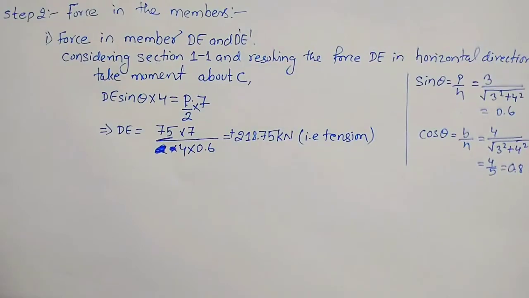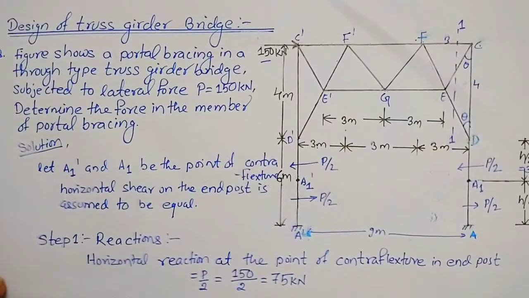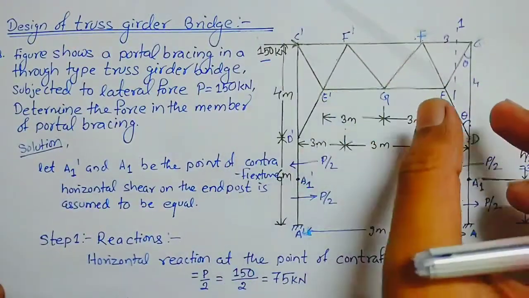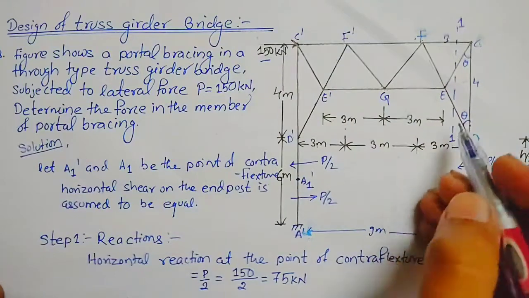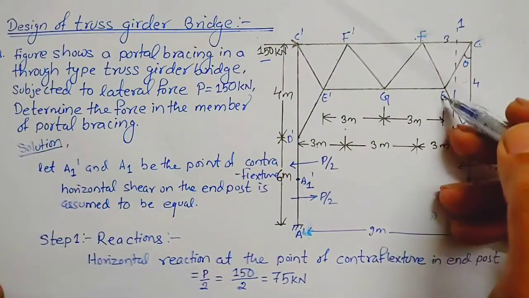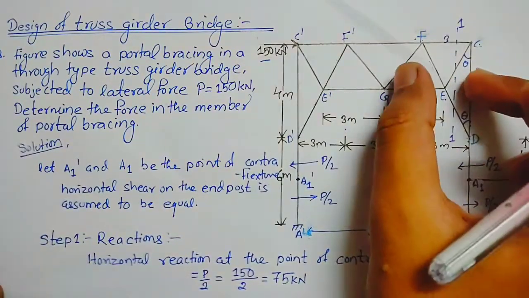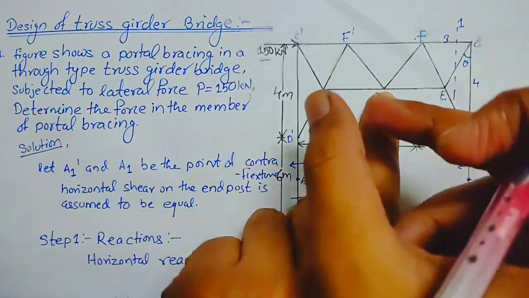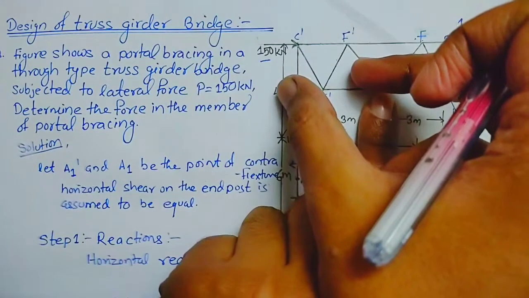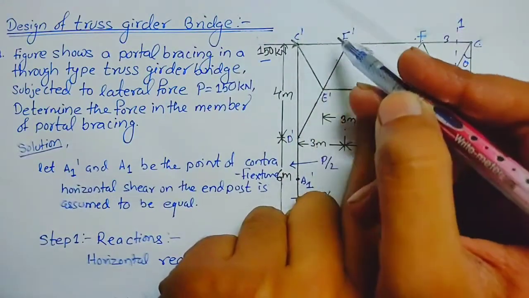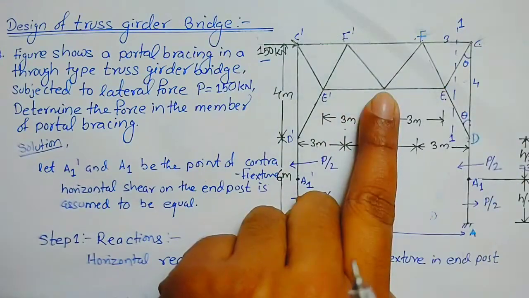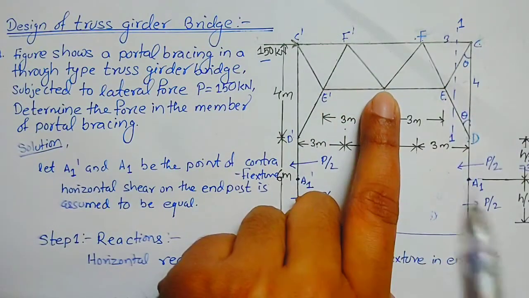Now guys, if we have a close view of this portal bracing, we can see that this is a symmetrical portal bracing. Symmetrical portal bracing means the force in the members of this portion, the right hand side portion about G, will be equal in magnitude to the force in this portion, except the member C dash F dash, and I will show you how to find the force in the member C dash F dash. Just wait a few minutes, when we reach there I will show you.